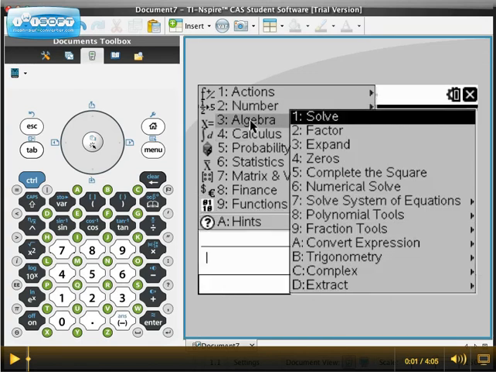What is most powerful about the CAS calculator, the computer algebra system, is its algebra functions. It also does calculus, probability, statistics, but today we're just going to talk about algebra because that's all you need to know. So one of the coolest things that it can do is it'll solve a function for you.